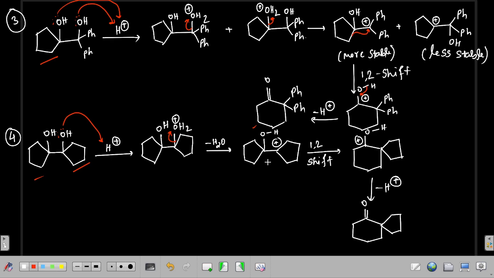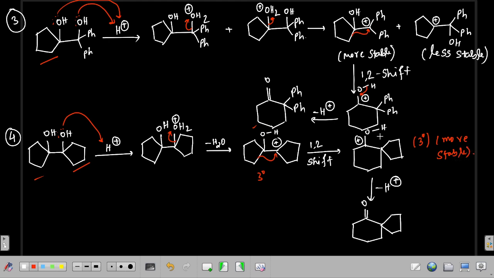Now there will be shifting. This is a 3 degree and 3 degree carbocation, and this bond will shift from here to here. So there will be ring expansion, from a 5-member to a 6-member ring. And here you see this carbocation is much more stable. That's why this ring expansion is possible here.